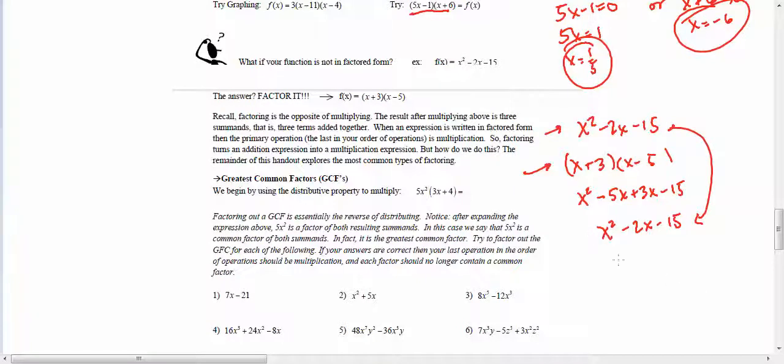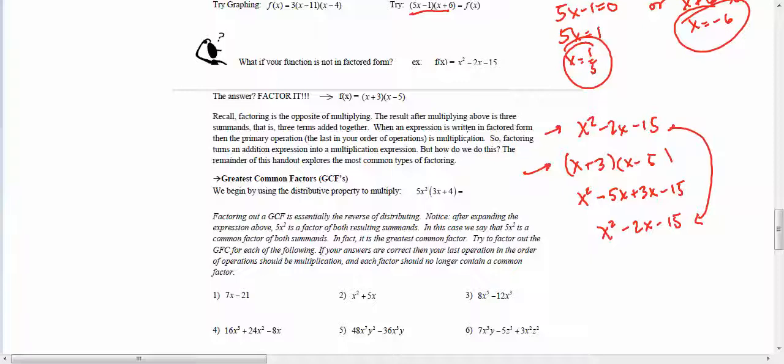All right, let's see. Recall that factoring is the opposite of multiplying. Exactly. Factoring is like dividing something, whereas FOILing is like multiplying. When an expression is written in factored form, then the primary operation, the last in all of your operations, is multiplication. So factoring turns an addition expression into a multiplication expression. But how do we do this? The remainder of this handout explores common types of factoring.